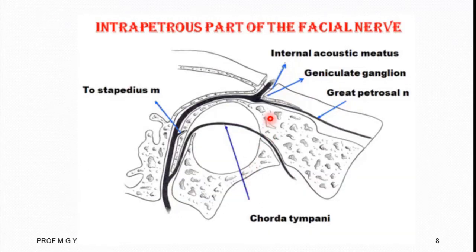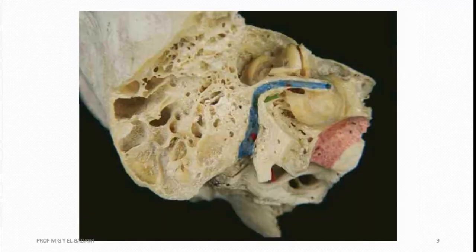That is a very good diagram here, where this internal meatus passes laterally above the inner ear, then it will sharply curve backward, forming the geniculate ganglion, then downwards through the stylomastoid canal to leave through the stylomastoid foramen to the outside. Within the canal, as you can see, it will give the greater petrosal, the chorda tympani, and the nerve to stapedius branches within the intrapetrous part of the nerve.